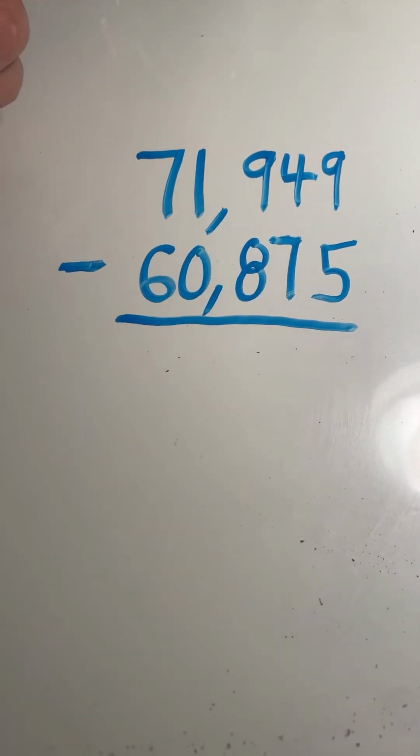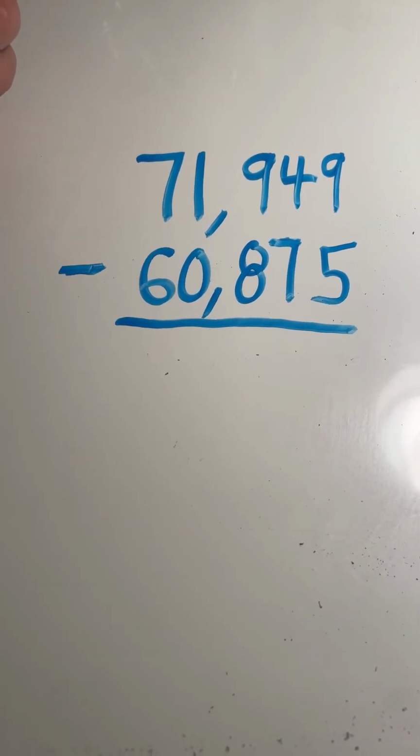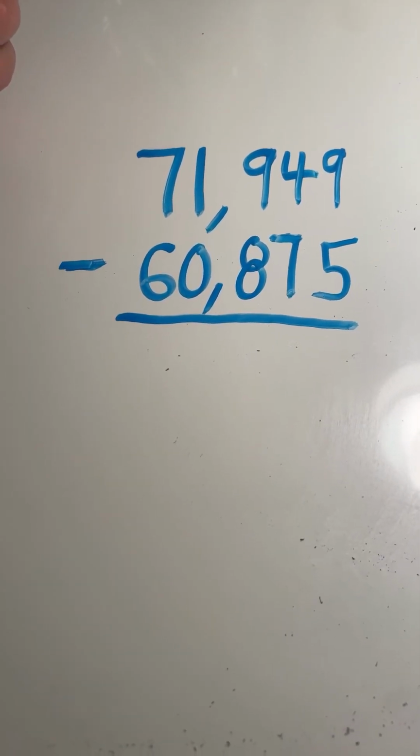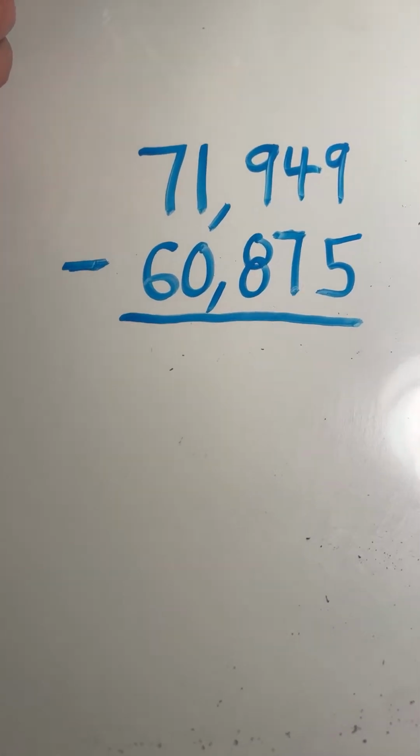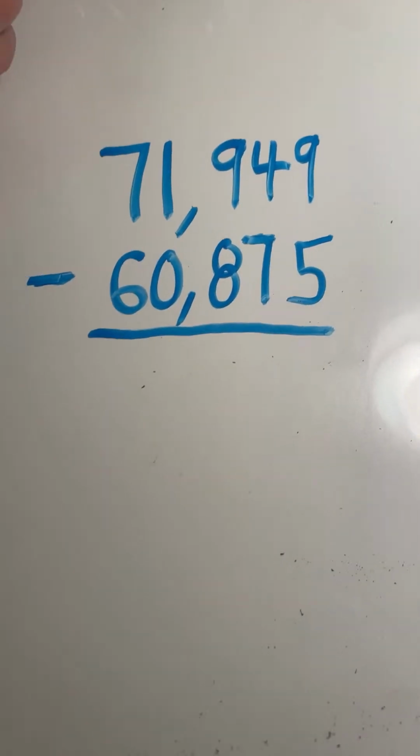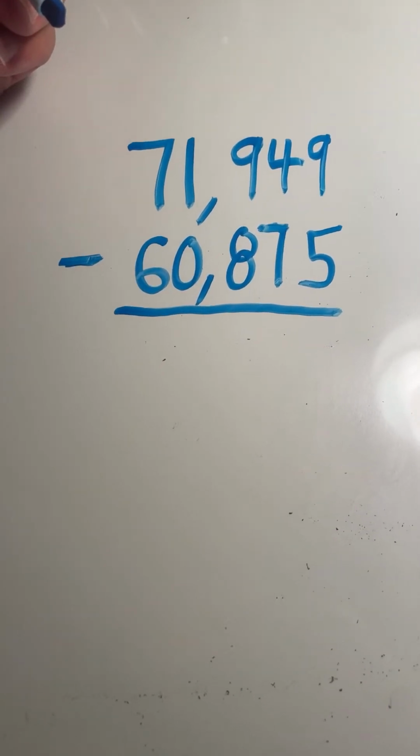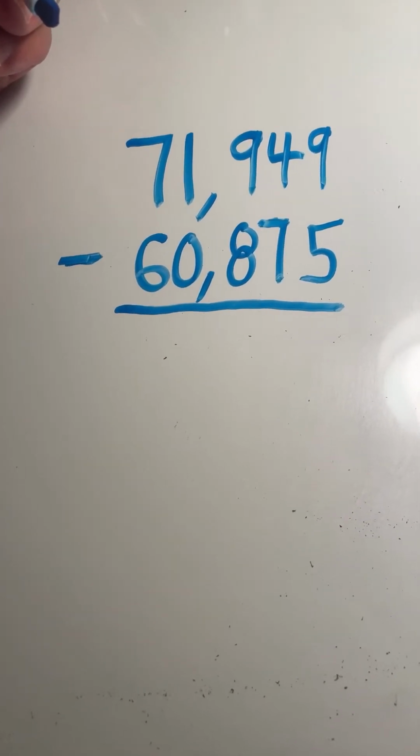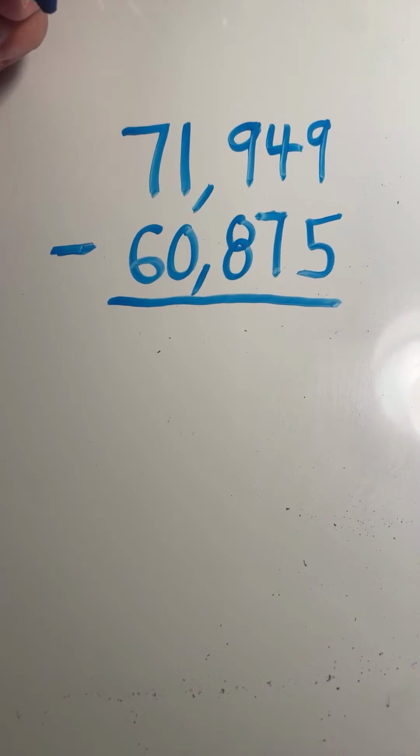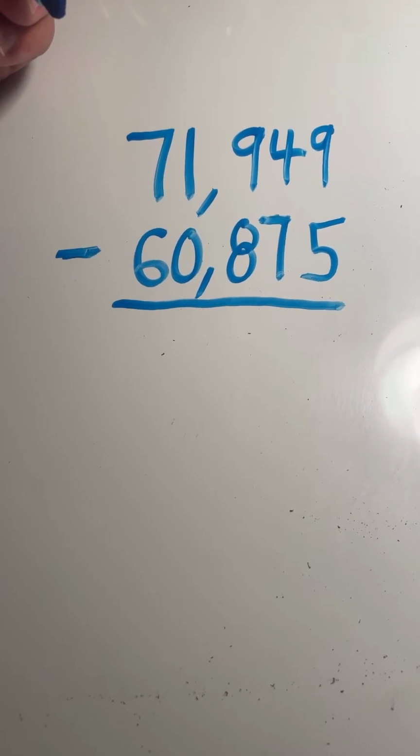All right, so the next example, 71,949 minus 60,875. So again, before we do any subtraction, we check and see if regrouping is needed, and we regroup whenever there is a bottom digit that is bigger than the top digit.